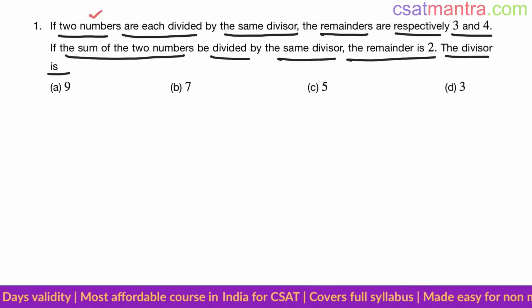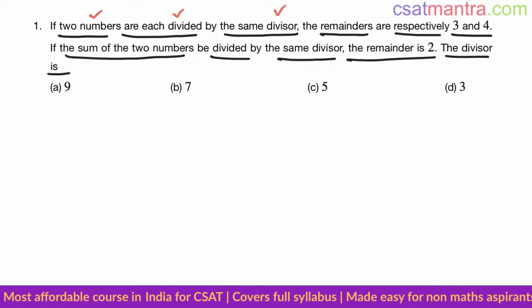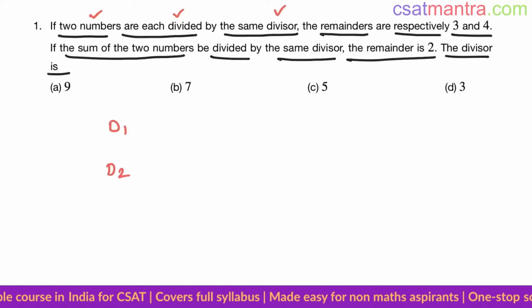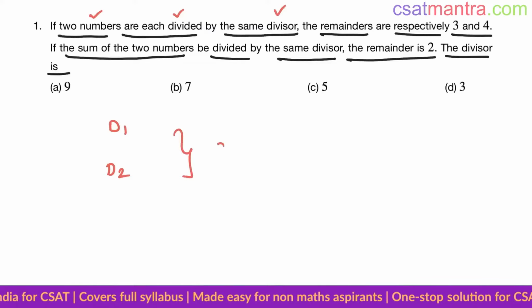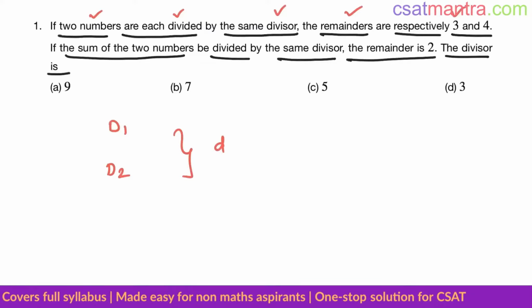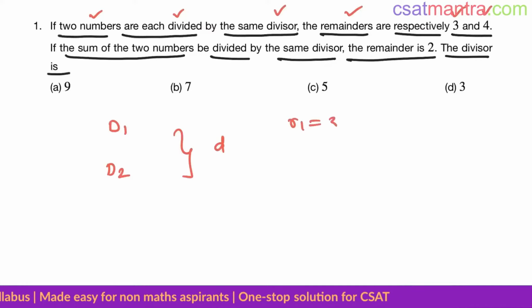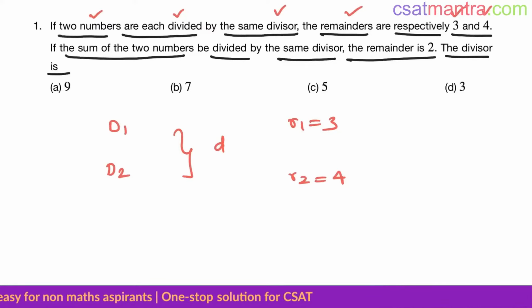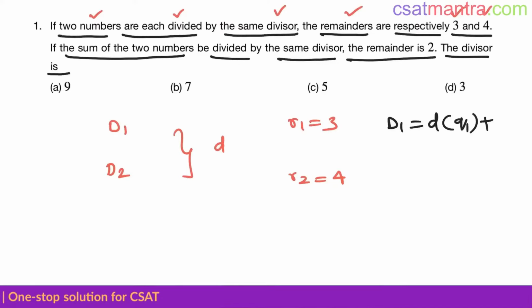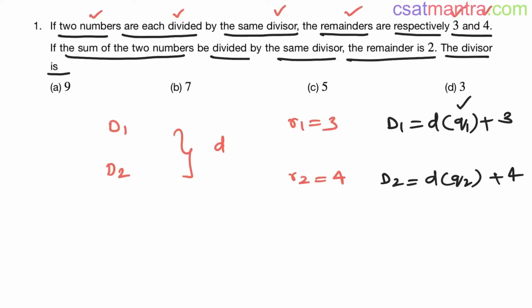Two numbers d1, d2 are divided by the same divisor d. Remainders are respectively 3 and 4. Okay, r1 is 3, r2 is 4. Now I can write d1 as divisor into quotient plus remainder, that is d into q1 plus 3, and d2 as d into q2 plus 4. Here we have quotient q1, here we have q2, because these two numbers are different, my friends. Clear, right? Whereas the divisor is the same as said in the question.